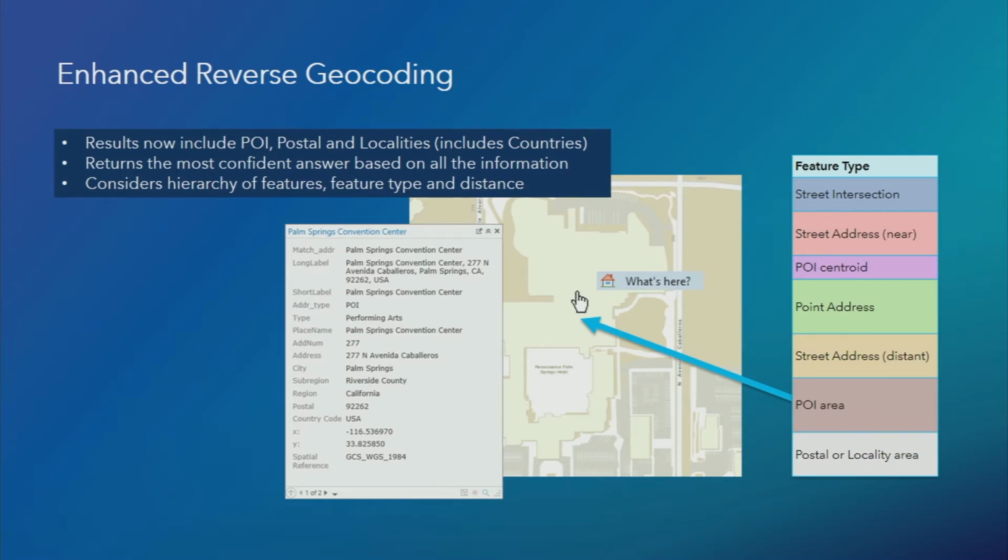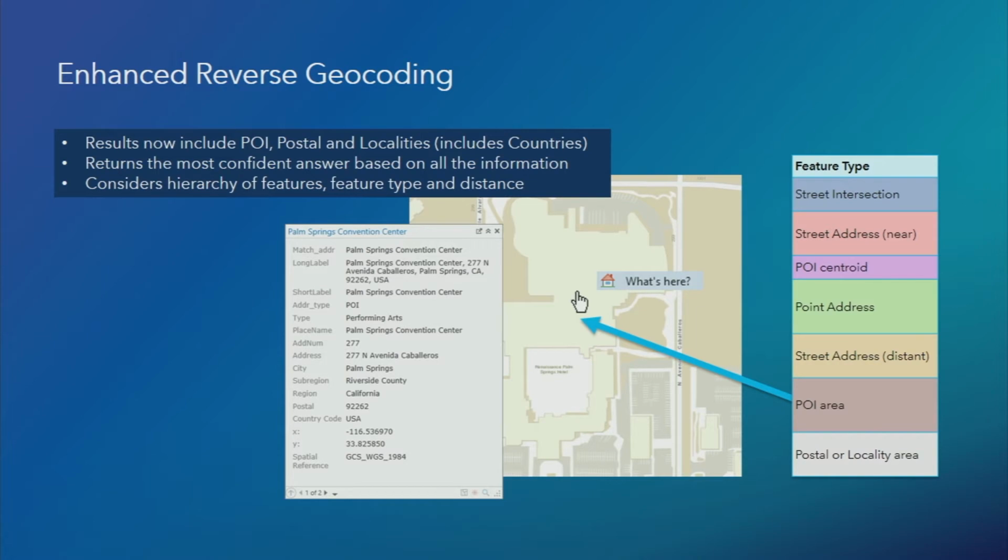And when you click in an area, we have a hierarchical set of polygons based on how we've configured the logic. And what we're trying to do is return the most confident answer based on all the information. So you can see in this example, I've actually clicked on the polygon for the convention center, and it's returning to me, in this case, the Palm Springs Convention Center, which is a POI. It's not an address. And in this case, I have that great ability to leverage the polygon to return an address. So when we do this, we're considering the hierarchy of features, the feature type, and the distance, and we're trying to provide the best result based on where you clicked on the map.